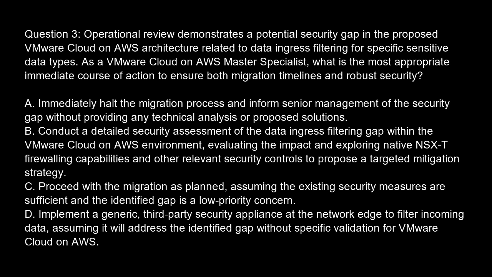Conduct a detailed security assessment of the data ingress filtering gap within the VMware Cloud on AWS environment, evaluating the impact and exploring native NSX-T firewalling capabilities, and other relevant security controls to propose a targeted mitigation strategy. Option C. Proceed with the migration as planned, assuming the existing security measures are sufficient and the identified gap is a low-priority concern. Option D. Implement a generic, third-party security appliance at the network edge to filter incoming data, assuming it will address the identified gap without specific validation for VMware Cloud on AWS.